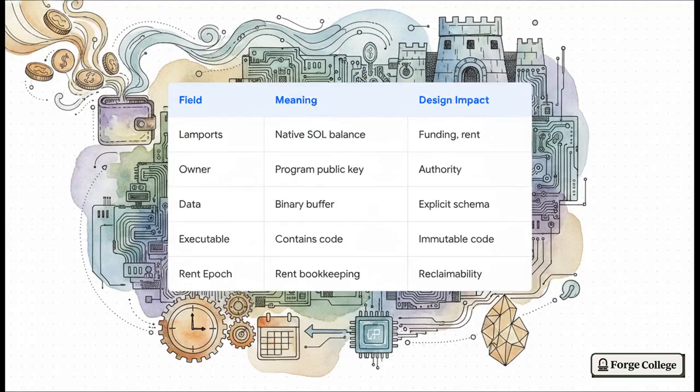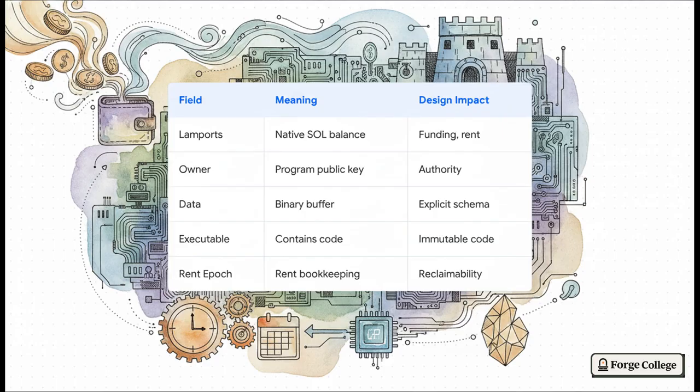Now, what's really interesting about this is that to truly master the SVM, we need to pop the hood and identify the 5 core components of its primary building block. Literally every single piece of state on Solana lives inside one of these accounts, and these 5 simple fields dictate the entire reality of the network. First up, you have lamports. And this isn't just spending money, it's the native SOL balance that literally pays for the account's very existence. Next is the owner. This is a public key acting as a strict authority boundary.